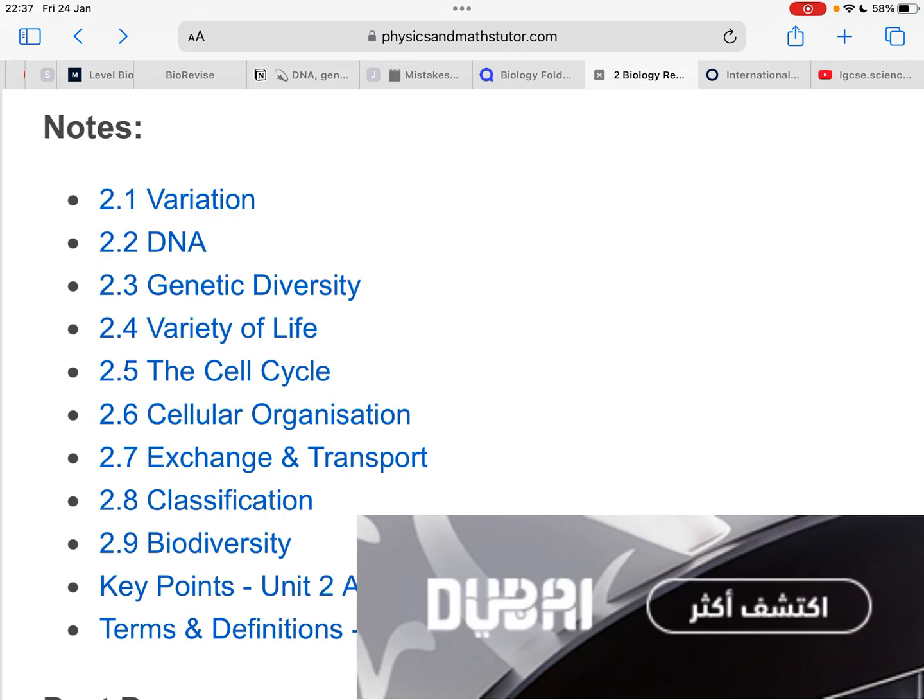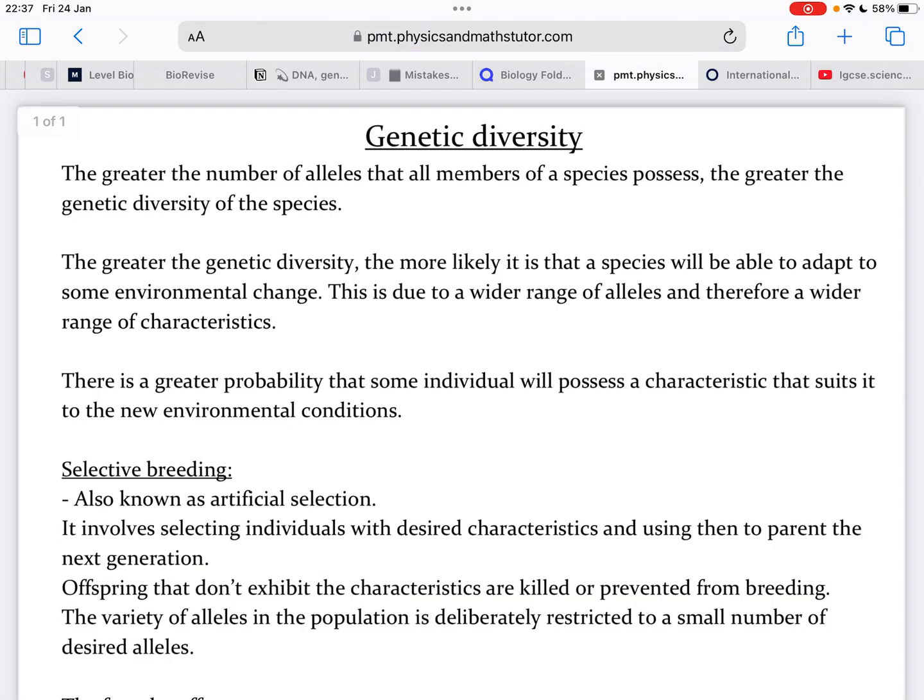Okay, great. So, what about genetic diversity? Where basically the greater the number of alleles.